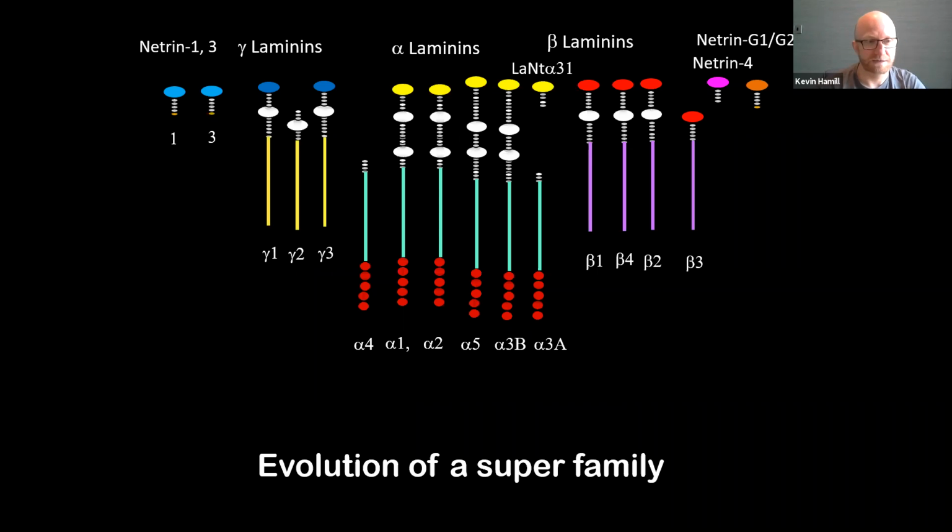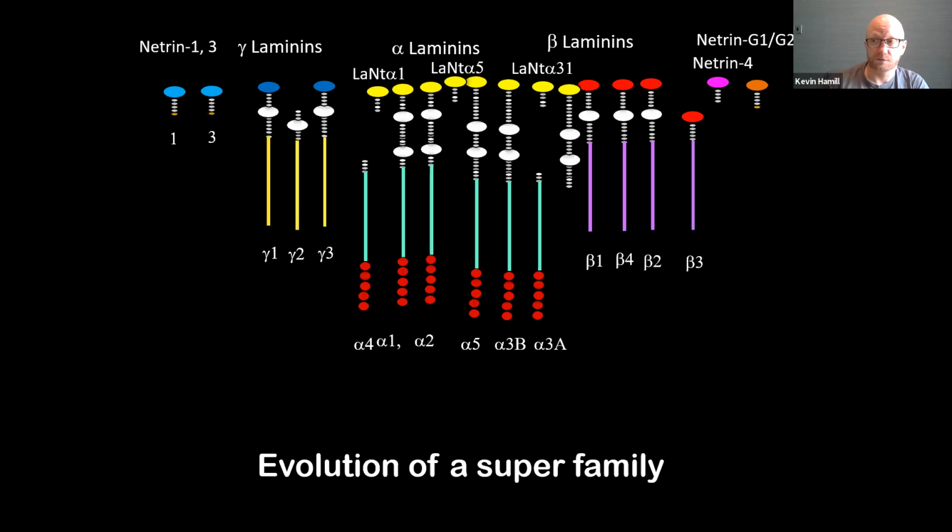And I'm going to show you some data that shows that it does stuff. Now, since I reported that in 2009, we've identified a bunch more. So there's another member of the family, LaNt alpha-5. This LaNt alpha-1 isn't called that really, but this is a proteolytically released fragment that's generated from the alpha-1, and it seems to be functional during embryogenesis.